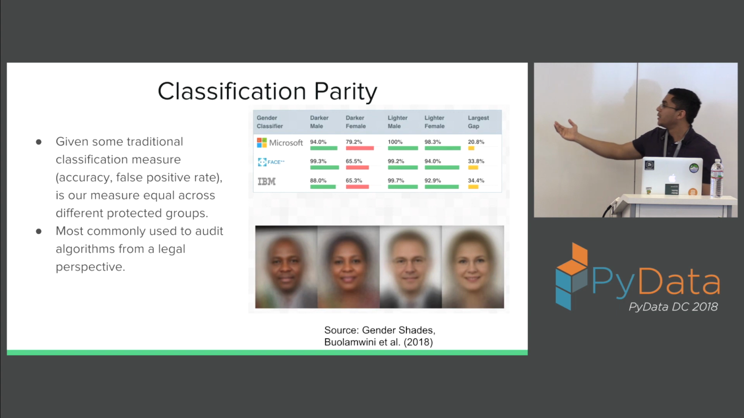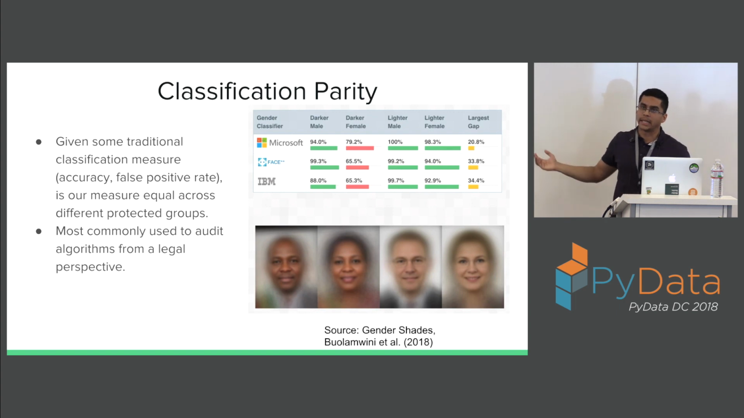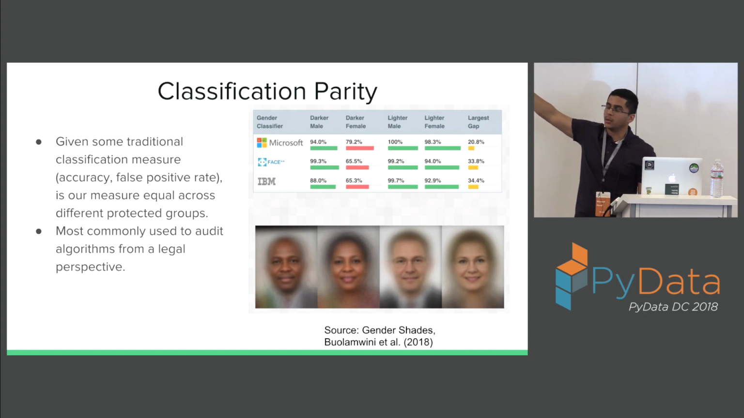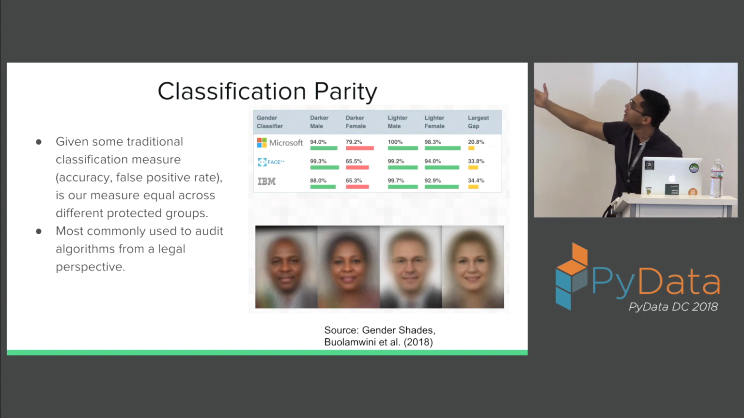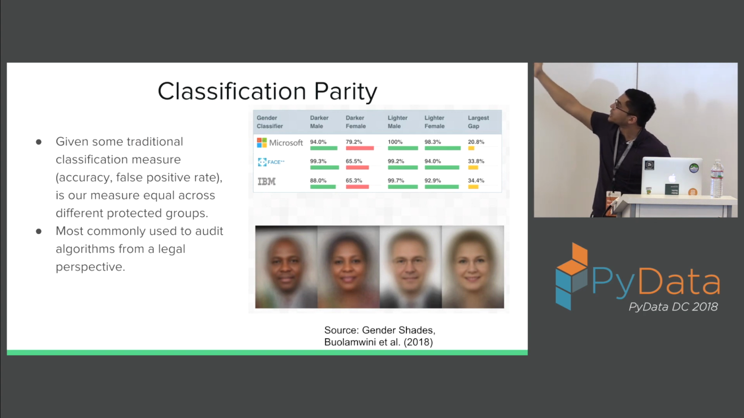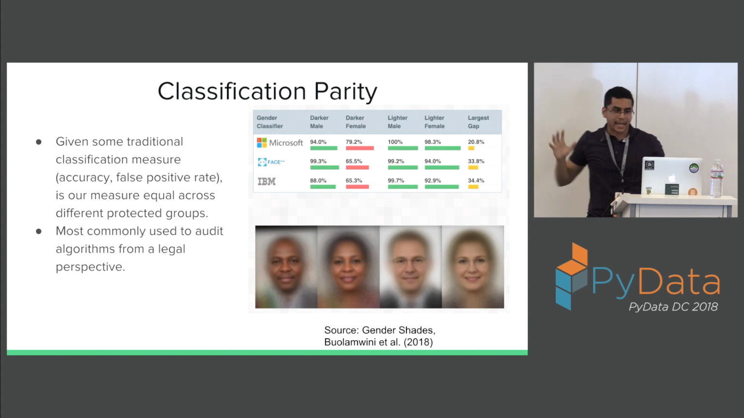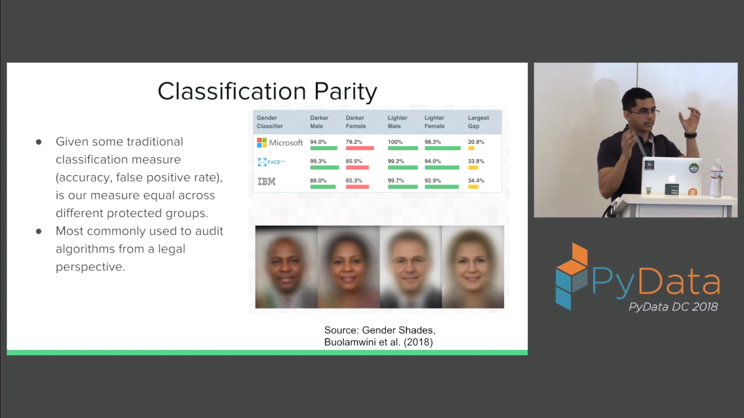Here we have an example of some work by Joy Buolamwini. She is a PhD student at MIT, and she does this project called Gender Shades, where she shows that these commercial face classification algorithms do really poorly on darker skinned women. It does really great on lighter skinned males, really good on lighter skinned females, and really good on darker skinned males, but significantly worse on darker skinned females. They show the largest gap, which in this example is pretty much the worst versus the best. This is how classification parity looks at things: what is the gap between these metrics across different demographic groups?